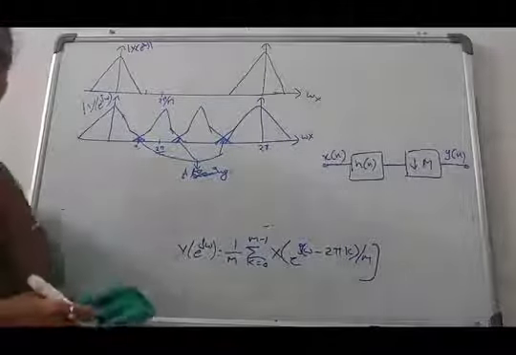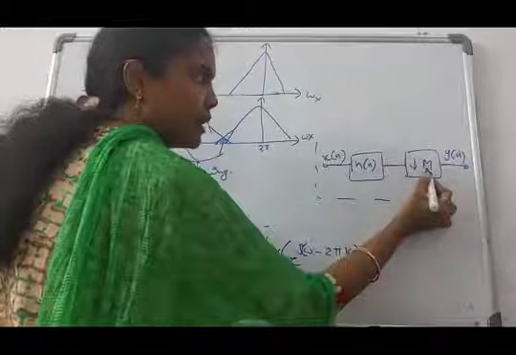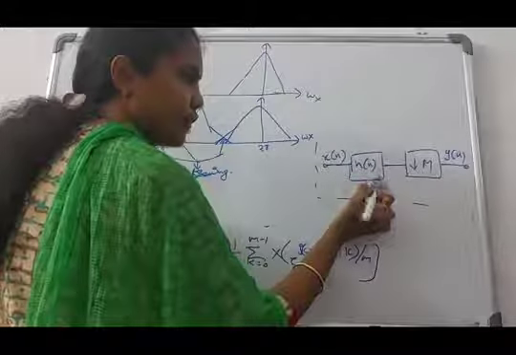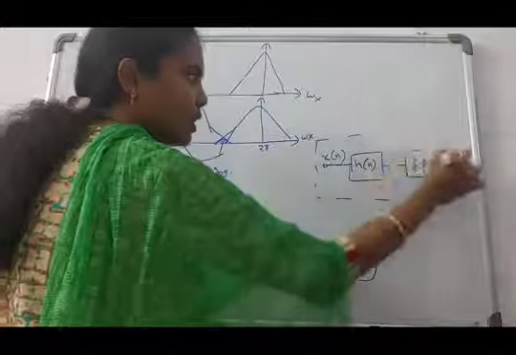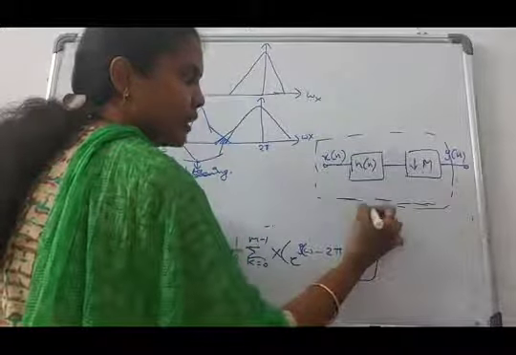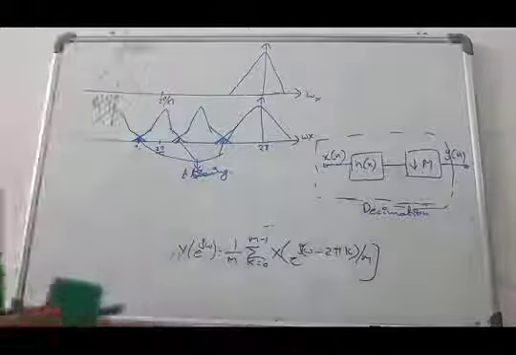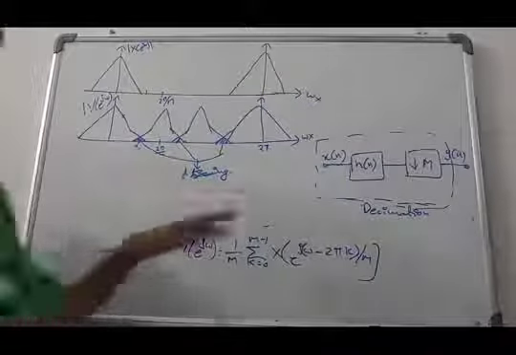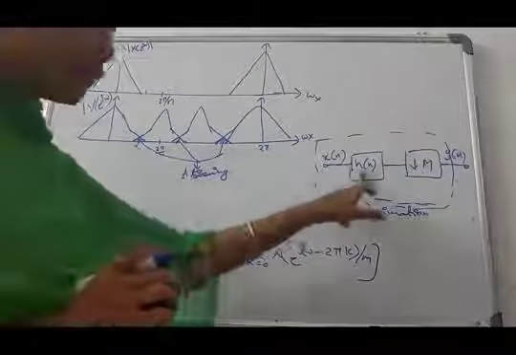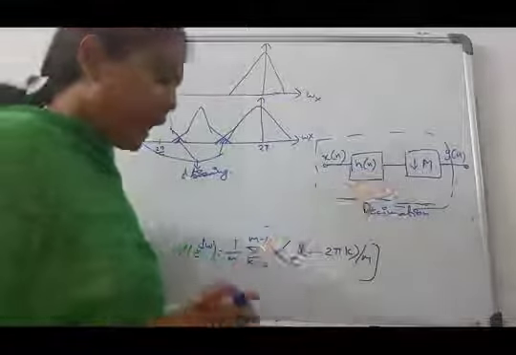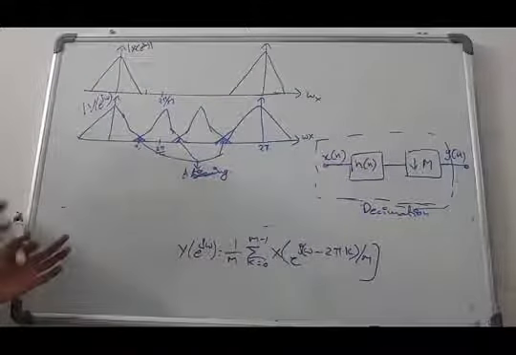In order to remove the aliasing effect, we have to use an anti-aliasing filter before the downsampler. See this circuit. This is a downsampler with a factor of m, and this is h of n, which is an anti-aliasing filter. The total system is called decimation. So decimation is nothing but using an anti-aliasing filter before the downsampler. Because of this anti-aliasing filter, we remove the aliasing effect. So this is all about decimation.